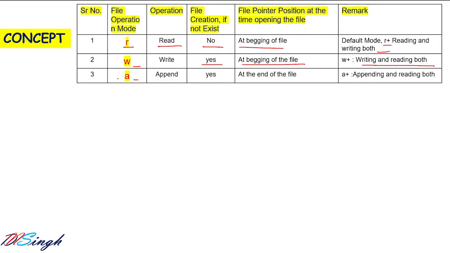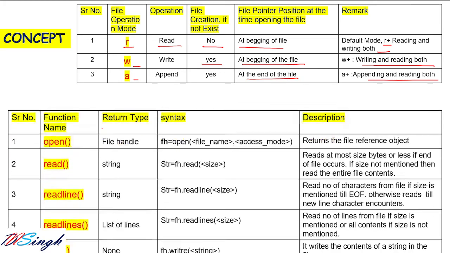Then we have append mode. In append mode, when we want to add multiple lines or multiple data into the same file, we utilize this append mode. Here the file pointer will be placed at the end of the file, and a plus will allow both appending and reading. After that, we have some functions which are utilized to operate on text file handling.